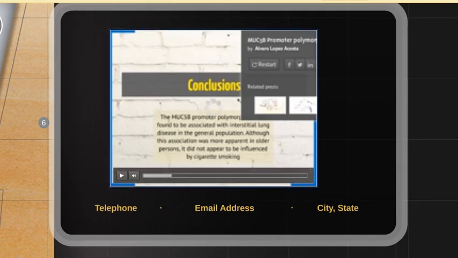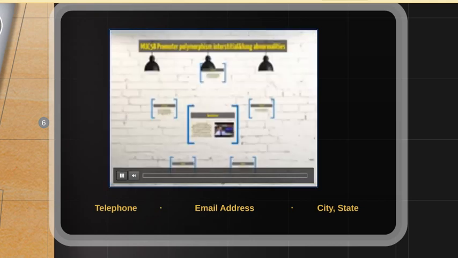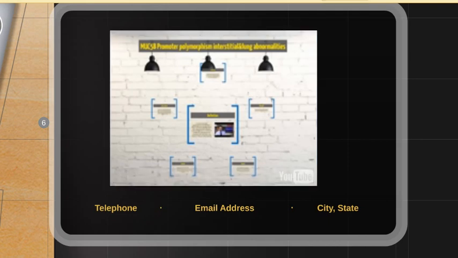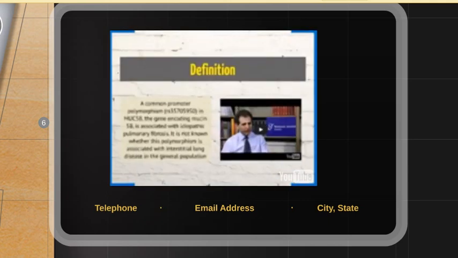The MUC5B promoter polymorphism and interstitial lung abnormalities. What is the MUC5B? A common promoter polymorphism. This gene encoding mucin 5B is associated with idiopathic pulmonary fibrosis. It's not known whether this polymorphism is associated with interstitial lung disease in the general population.